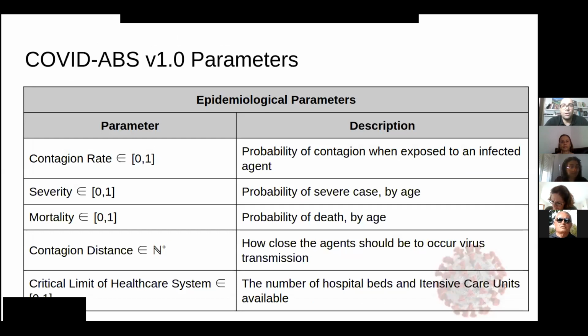We also have epidemiological parameters: the contagion rate, the probability of contagion, the probability of an asymptomatic infected person needing hospitalization, the probability of a severe case of death, the minimal distance considered for contagion, and one of the most important variables, the critical limit of the healthcare system, as the percentage of the population that can be hospitalized simultaneously. Above this limit, we don't have capacity in the hospitals to attend more people.